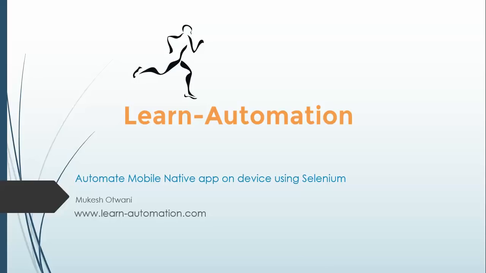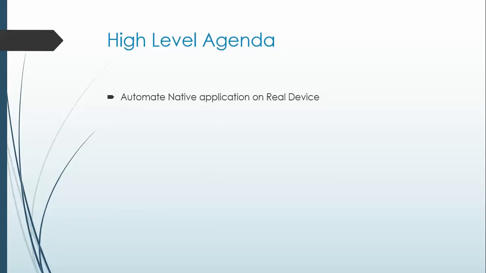In this video tutorial, we'll talk about how to automate mobile native applications, or you can say hybrid applications, on real devices using Selenium. So without wasting much time, let me go through the high-level agenda. I will download one APK file first. This APK file is nothing but the actual app that we are going to test.